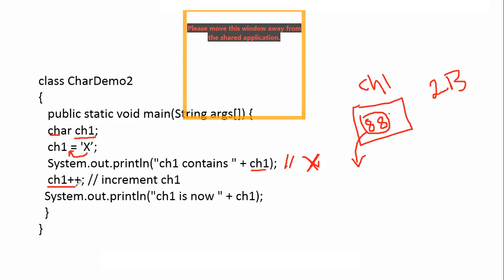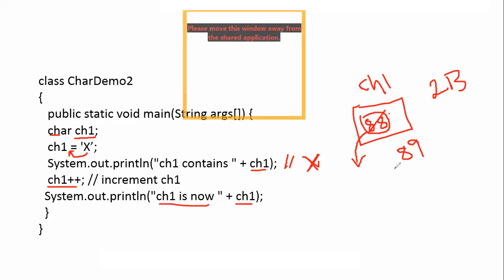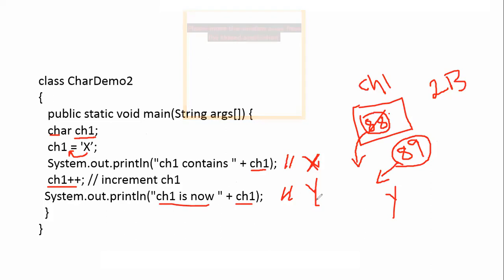Next, I'm trying to increment, ch1++. Since I'm incrementing, 88 will be changed to 89. And next, I'm trying to print the value of ch1. The Unicode value is 89, and 89 represents Y. So therefore, I'm going to print a value called Y. Is it right, students? The corresponding Unicode value for 89 is Y. So the output is: ch contains X and ch is now Y.